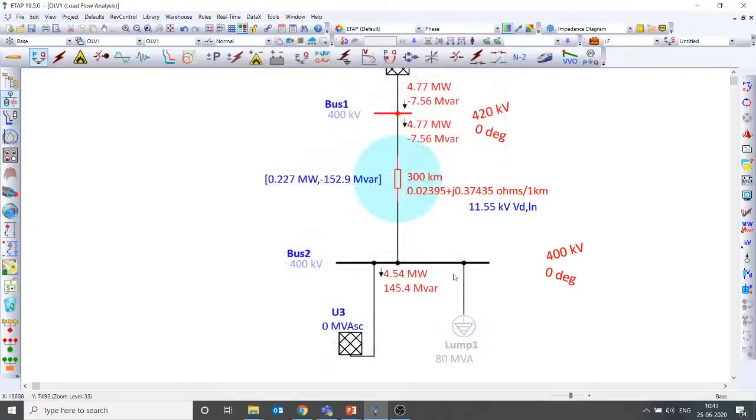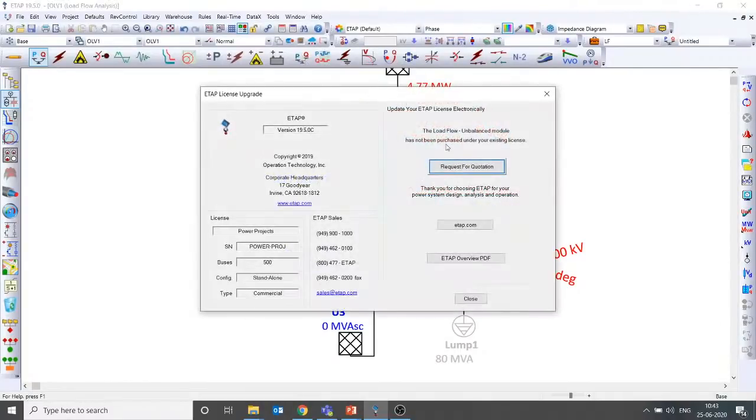But if you are going for an unbalanced load flow, there is something called optimal power flow. Yeah, this is a time domain load flow, somebody has asked. We don't have that model, sorry for that. And this is an unbalanced load flow. Yeah, this also we don't have.